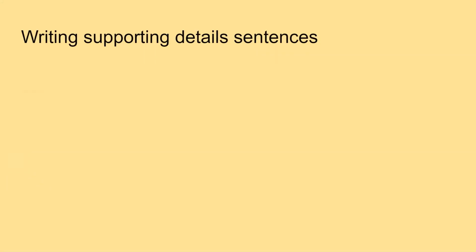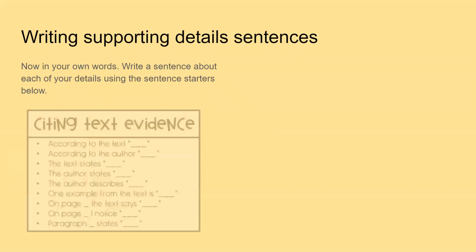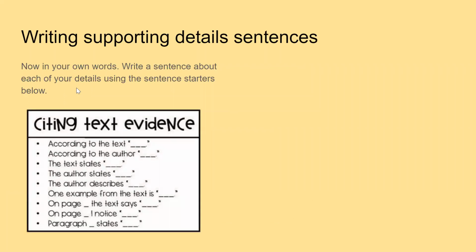Now we're going to write our supporting detail sentences. In your own words, write a sentence about each of your details using the sentence starters below. Here are some sentence starters that we can use. When you go to your final draft of your paragraph, you might catch yourself taking these off, and that's okay. But I want you to be able to get started writing these sentences using these sentence starters. You can write according to the text, according to the author, the text states, the author states, the author describes. One example from the text is on page, the text says, on page, I notice, paragraph, states. Those are all sentence starters or sentence stems that will help you, okay?